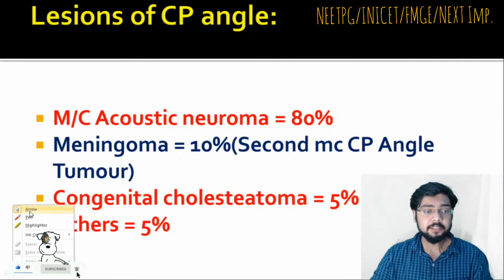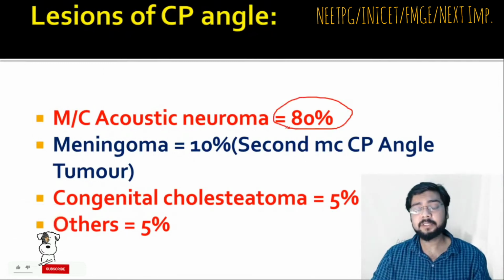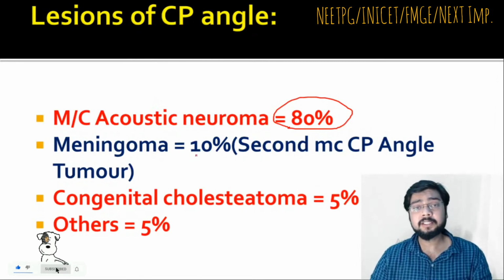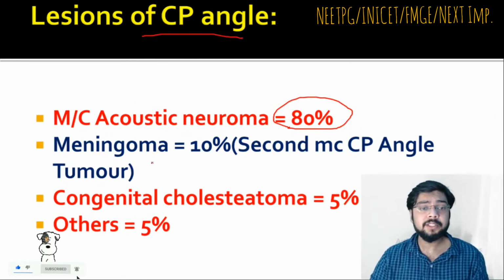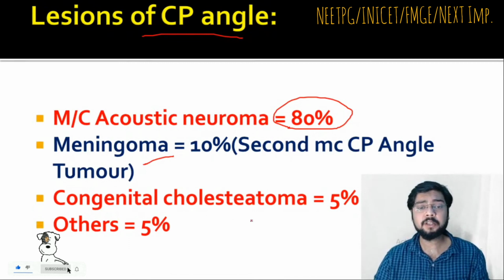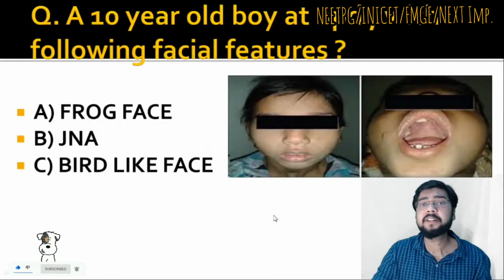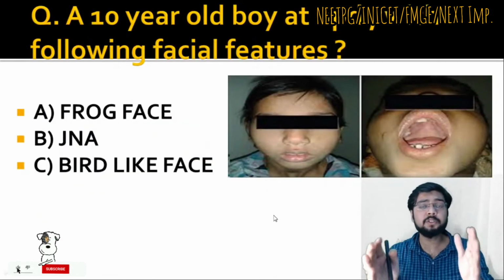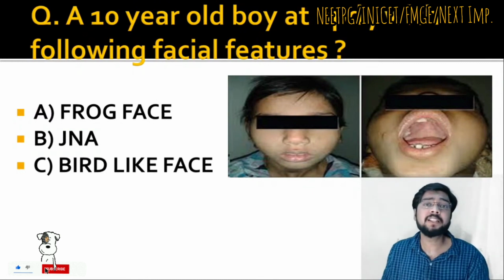Now finally, the most common, that is 80%, is your vestibular schwannoma. But what are the other CP angle tumors? You should know that the second most common after vestibular schwannoma, at 10%, is meningioma. Some might be congenital cholesteatoma, and then others. So 80% vestibular schwannoma, 10% meningioma, and then the rest are others.